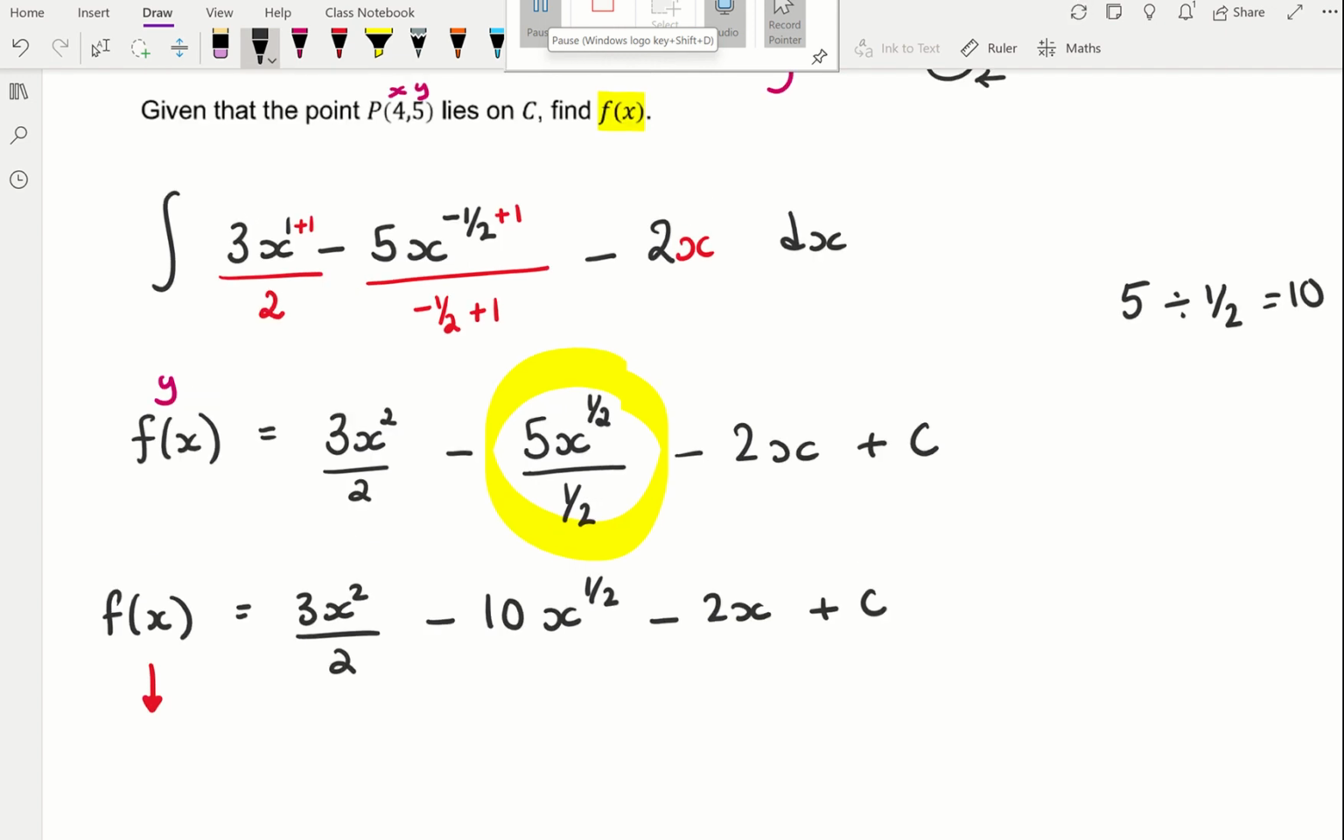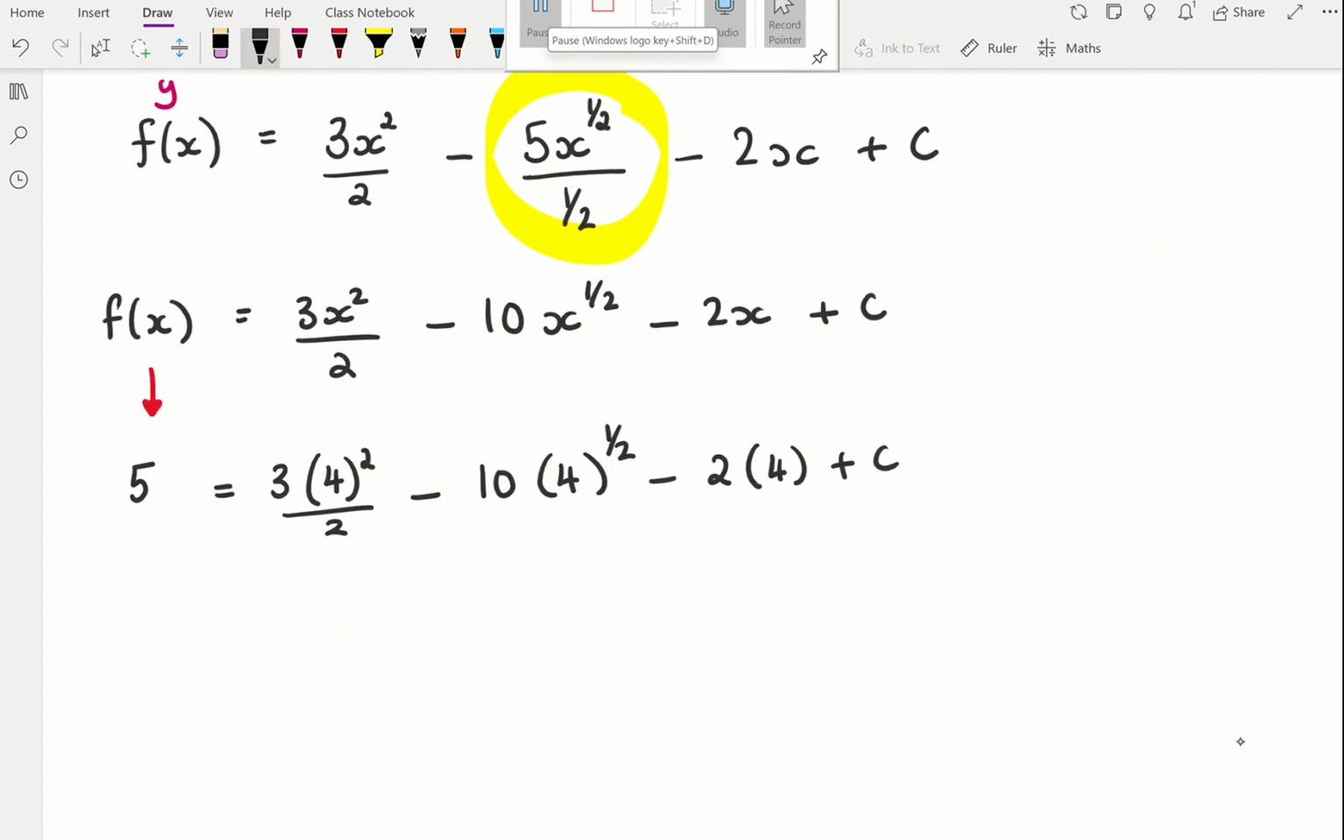So y is 5 equals 3. Every x becomes a 4. 4 squared over 2 minus 10, x becomes a 4 to the power of a half, minus 2 times 4 plus c.